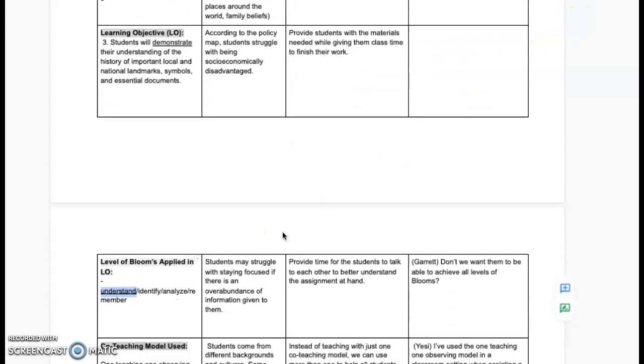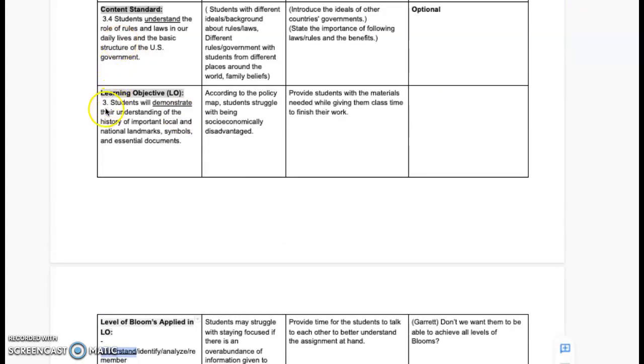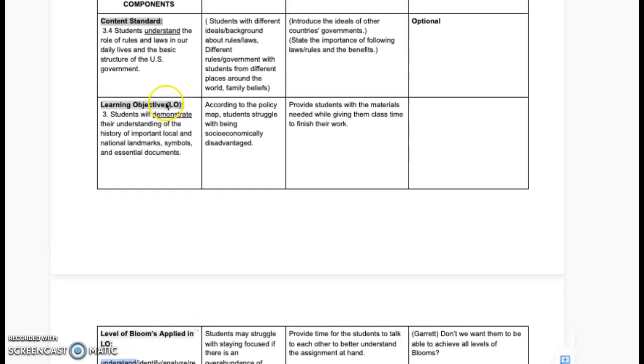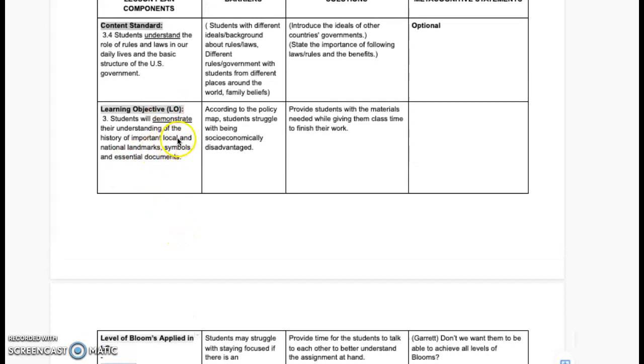For their learning objective, it's 3.4.3. So students will demonstrate their understanding of the history of important local and national landmark symbols and essential documents, so it's more specific. I underlined demonstrate because that is one of the levels of Bloom's that we want to apply. We want the students to demonstrate their understanding.